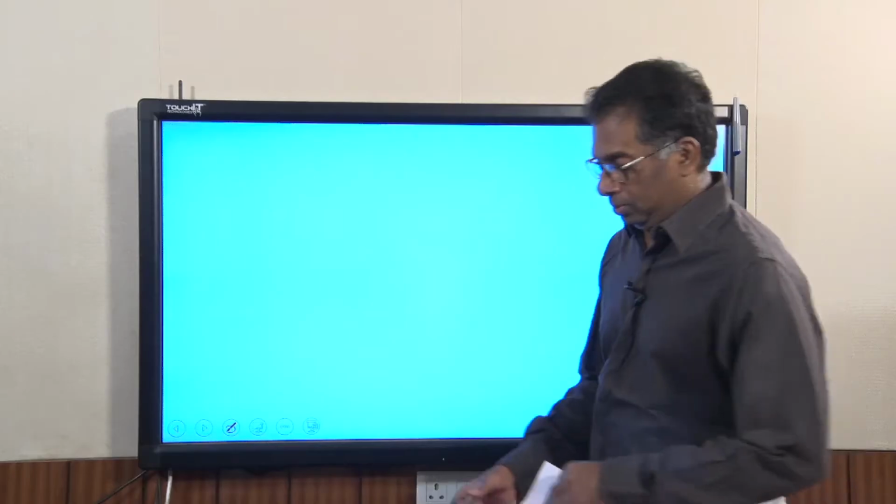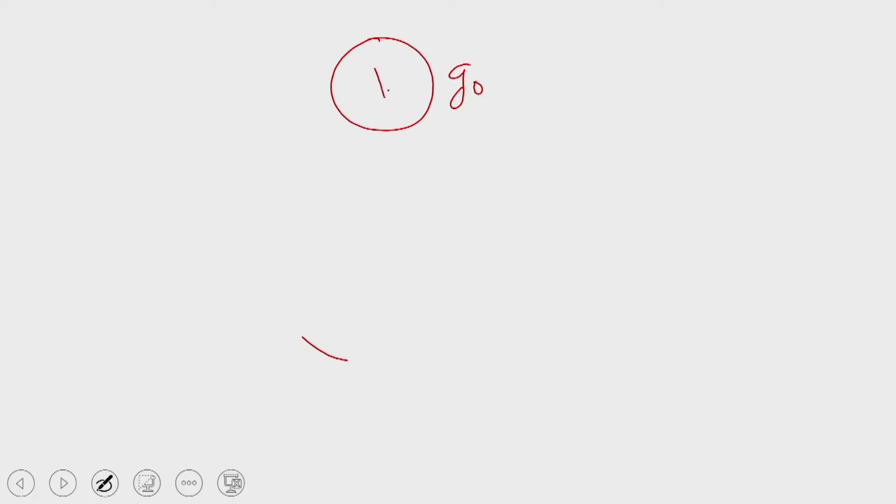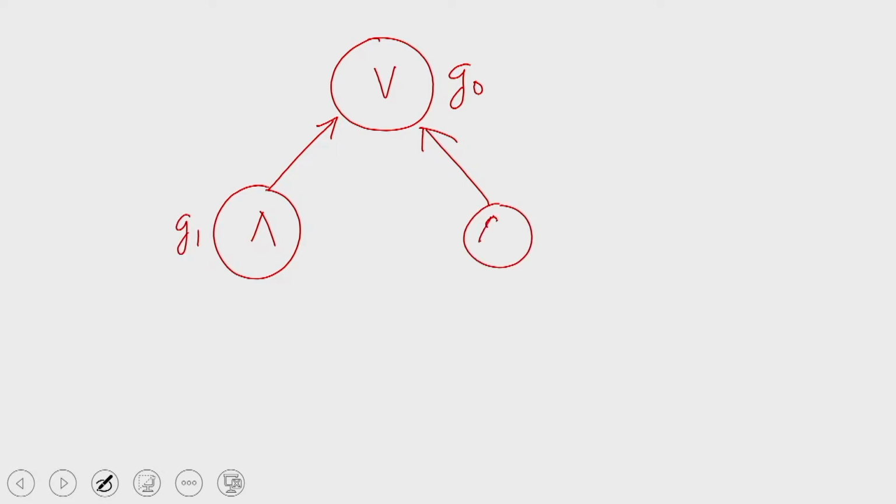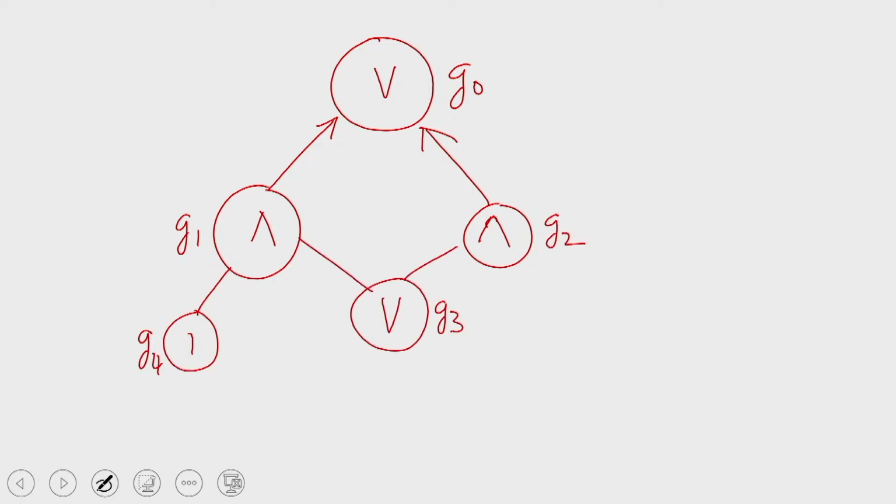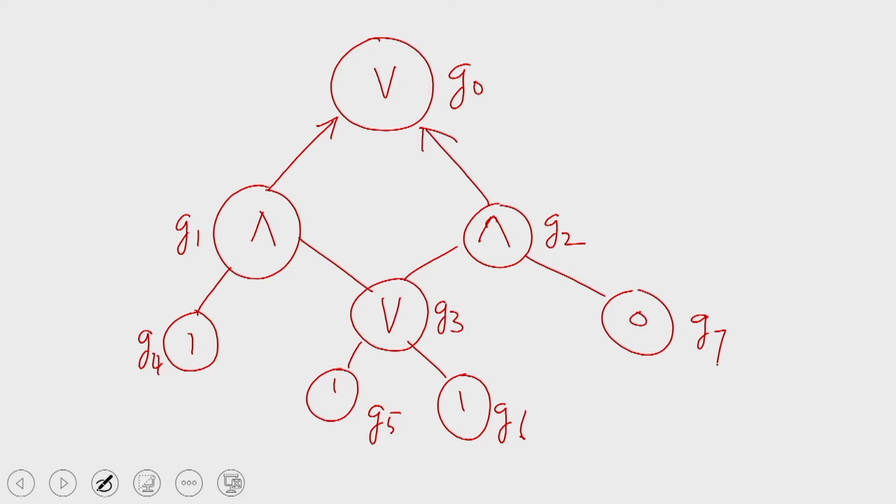So let us take an example. Let us say we are given this circuit. G0 is an OR gate. This has two inputs. One input is the output of G1. G1 is an AND gate. And the other input is the output of G2, which is also an AND gate. G4 is an input. There is an OR gate G3, the output of which will drive an input of G1 and G2 each. So here G4, G5, G6 and G7 are inputs. They have values 1, 1, 0 and 0 respectively. So let this be 0. So this is the circuit that we are given, let us say.